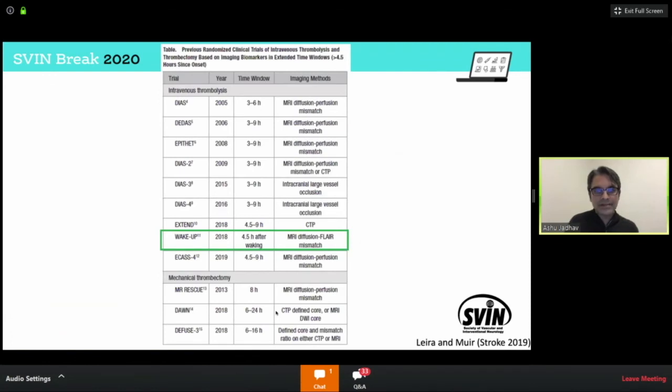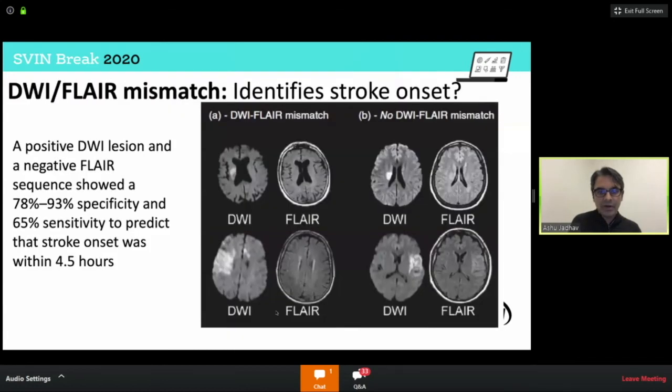So this really is the basis of the WAKE-UP trial, which was a trial using this MRI diffusion-FLAIR mismatch paradigm. So let me just walk you through that for a second. The idea is that when you have a positive DWI lesion and a negative FLAIR sequence, there is a high specificity and sensitivity to suggest that the stroke onset was within 4.5 hours.